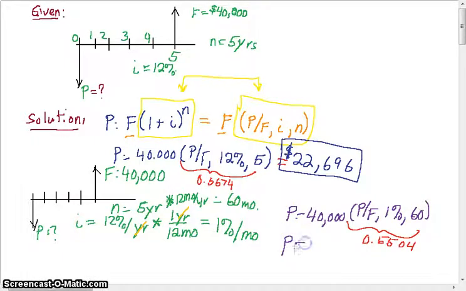Therefore, P equals, let's calculate that out, 40,000 times 0.5504 is equal to $22,016, which is less, which makes sense because we're compounding our interest more frequently every month as opposed to every year, so we have to put in just a little bit less money than the beginning. So that's really it for showing cash flow diagrams and the single payment method.